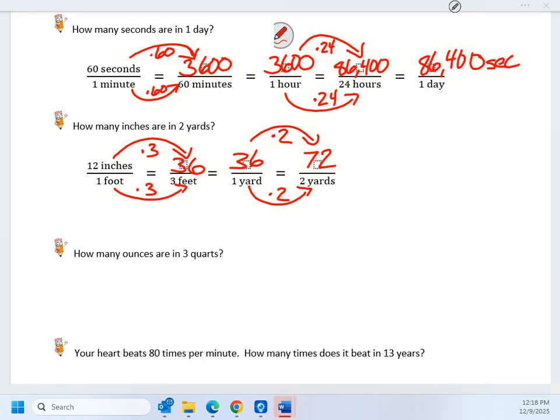When we try to skip from here all the way to here, that's when we make simple mistakes. Okay? We're going to write out all of our steps because we're going to be dealing with really big numbers for some of these. So go step by step. 1 foot to 3 feet. 3 feet is 1 yard. Then 1 yard to 2 yards.